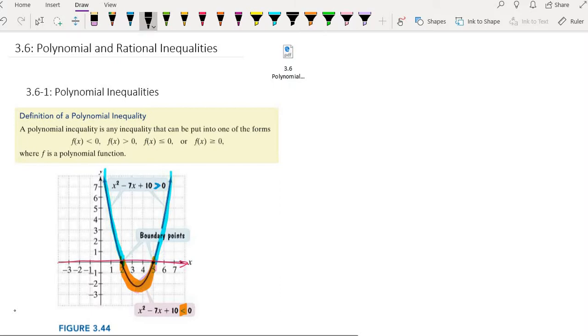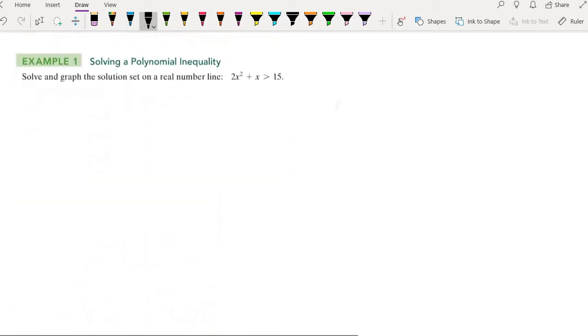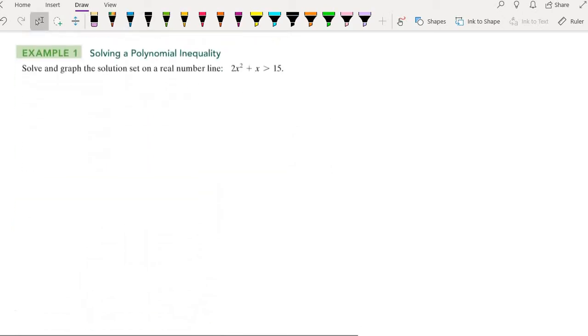Okay, let's look at the first example. Example 1, we have to solve a polynomial inequality. Solve and graph the solution set on a real number line. Here we have a polynomial inequality. I'm going to write down what we're going to do step by step.